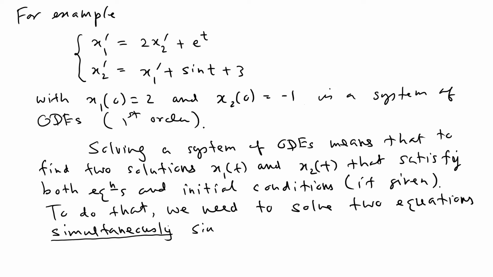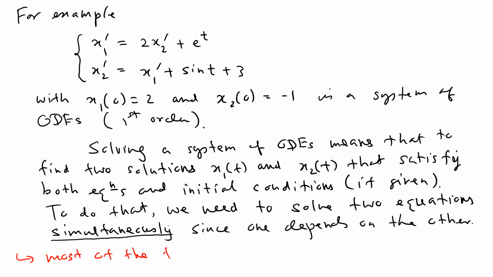So what's the reason? Since one depends on the other. So we can say most of the time, sometimes, you know, there are situations you can just solve one equation that works, but that's very rare. So most of the time, we cannot solve one equation.